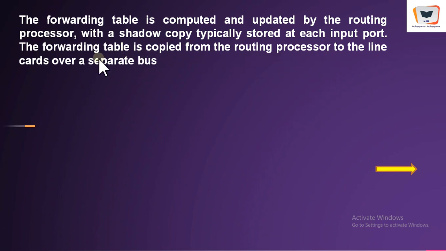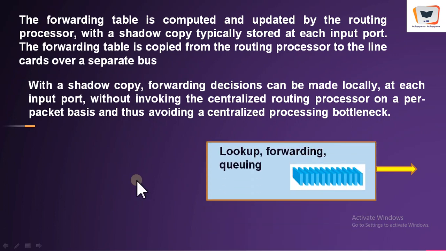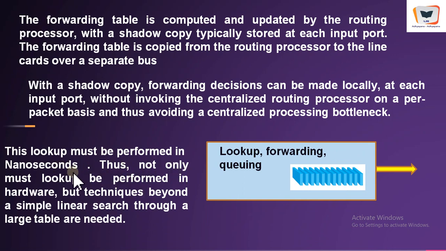The forwarding table is copied from the routing processor to the line cards over the separate bus that I have shown just now. With a shadow copy, forwarding decisions can be made locally at each input port, without invoking the centralized routing processor again and again on a per packet basis, thus avoiding a centralized processing bottleneck and possible delays in looking up the table. So this lookup must be performed in nanoseconds, because the packets will be arriving at the line speed, the speed of the input port or the channel.